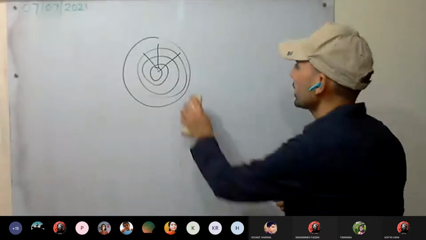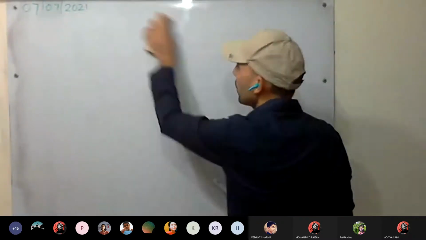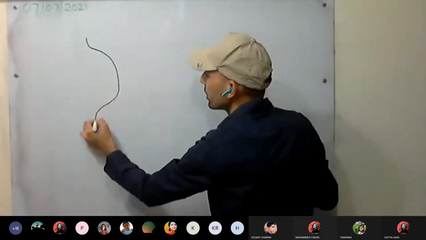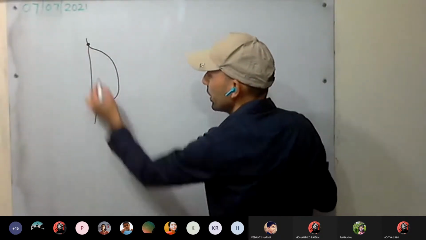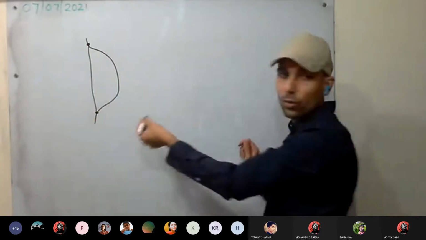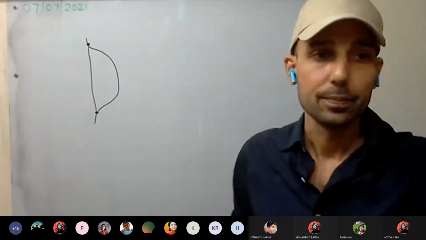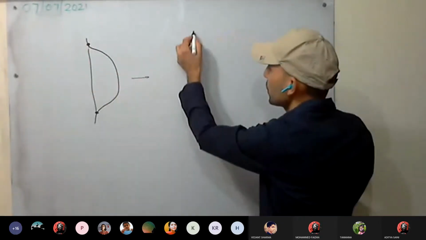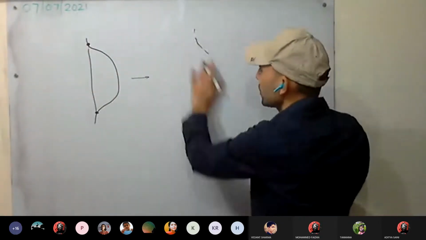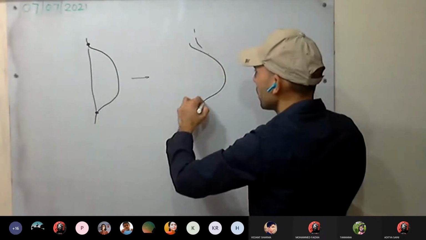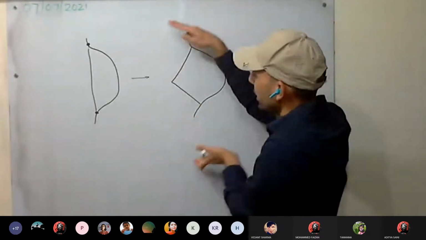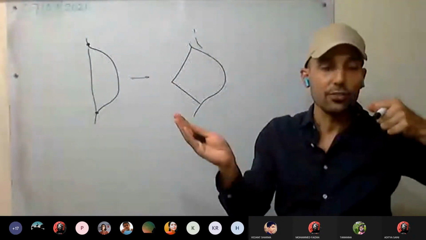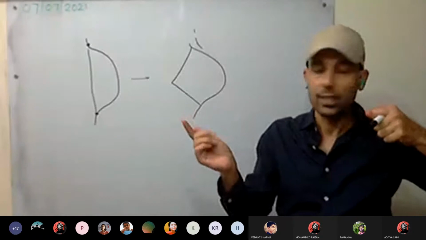Next one is the bow and arrow. For example, this is our bow, and the string is made up of metal or wood. Now, what are we going to do? We are going to stretch the bow. If we are stretching it, the bow will get deformed. Now, which kind of energy is stored? It is elastic potential energy.